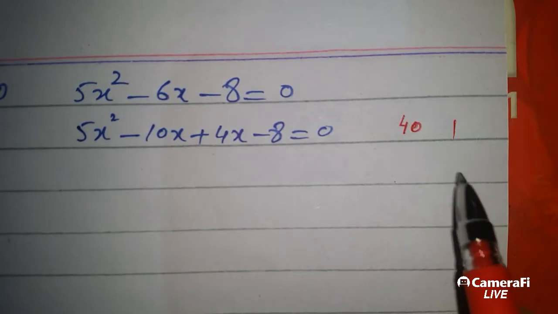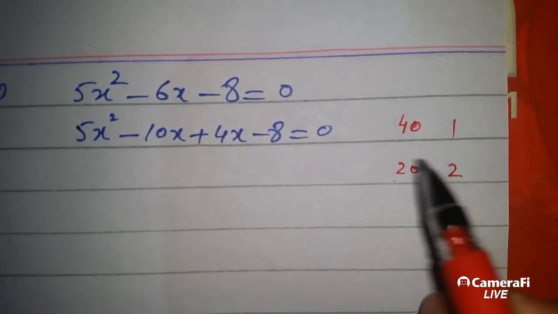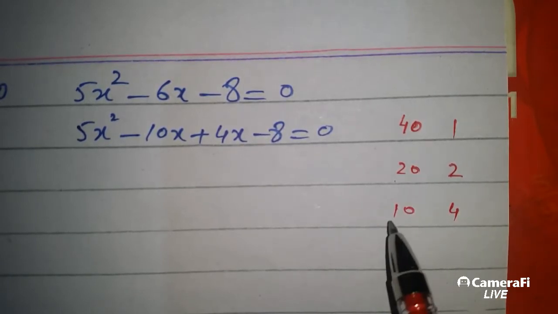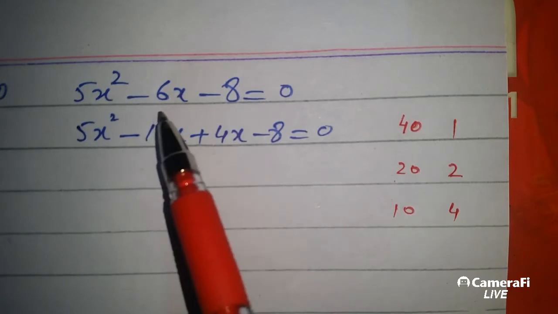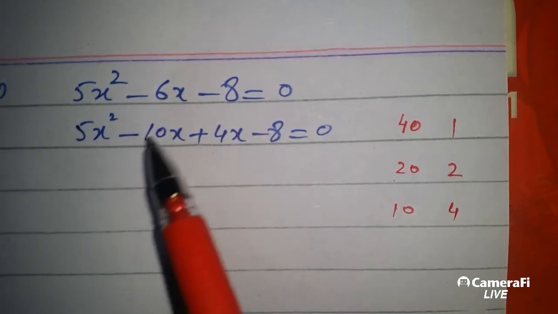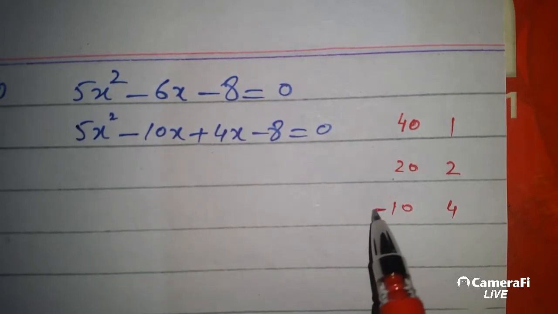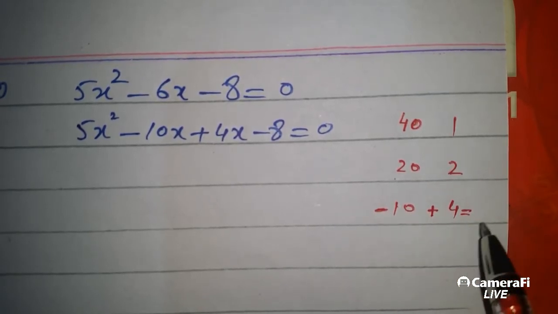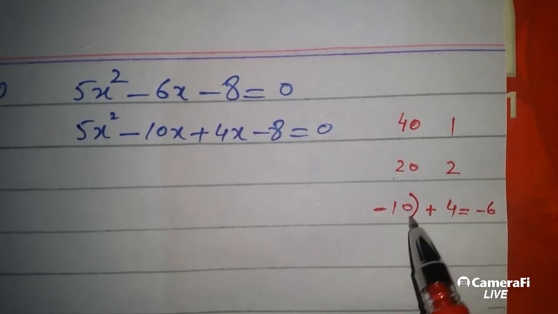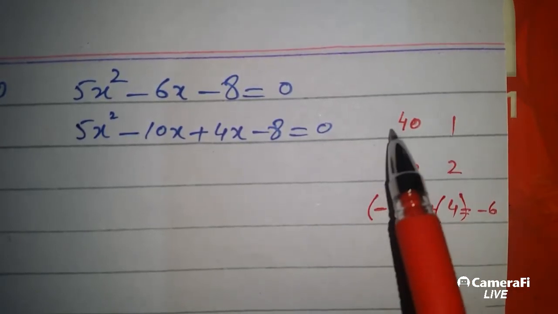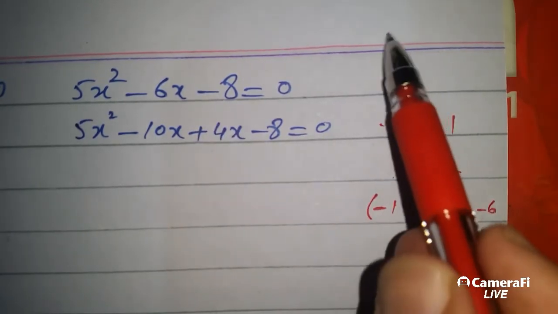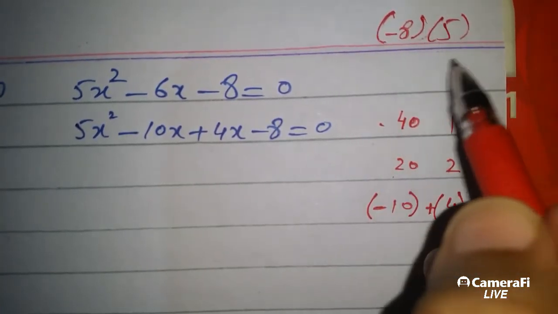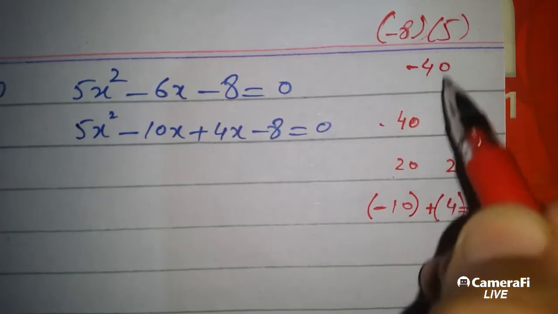1 40s are 40, 2 20s are 40, 4 10s are 40. If 4 from 10, I get 6. That is the requirement here, as the middle term is 6. So I'll just put a negative sign here and a positive sign here, and when I subtract these two numbers I get -6, and when I multiply these two numbers I get -40. -8 and 5. When -8 is multiplied by 5 I get -40.